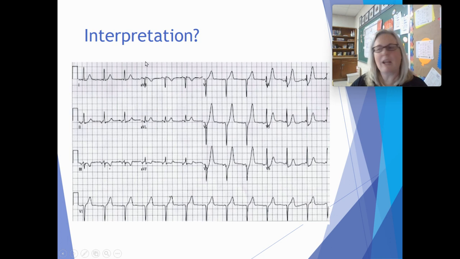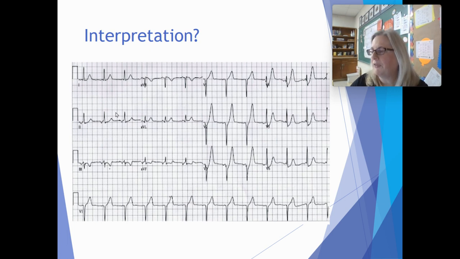Okay, start with 1 in AVL. 1 in AVL. What do you see there? Anything? There's no change in 1 in AVL. So if you said nothing, you are correct.